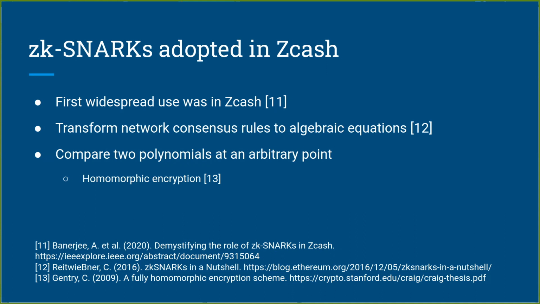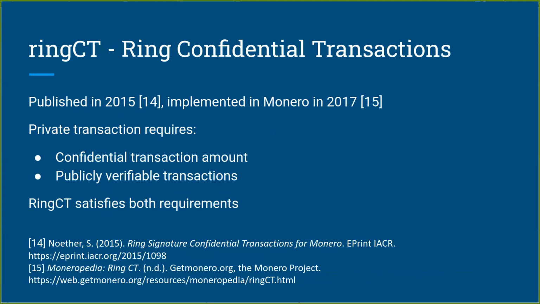The full transformation from consensus rules to equations is not presented here, but please refer to reference 12 for a detailed explanation. At the end of the transformation, the validation of transactions is about confirming whether two polynomials match at a randomly chosen point. The drawback to this is that if the prover finds out the point that the verifier will use to compare polynomials, the prover can craft invalid polynomials that still satisfy the comparison. Because of this, well-known mathematical techniques such as homomorphic encryption are used to compare polynomials.